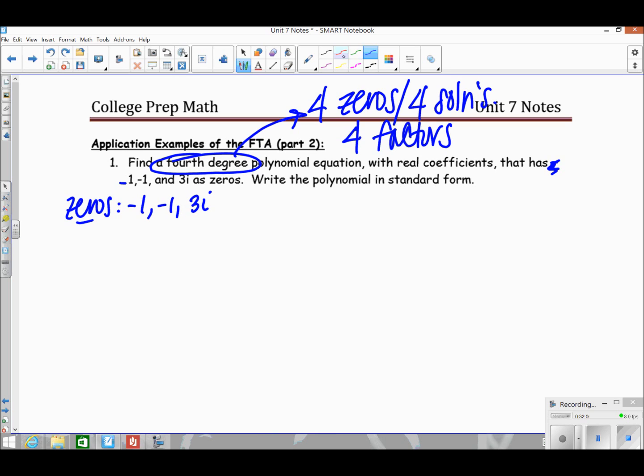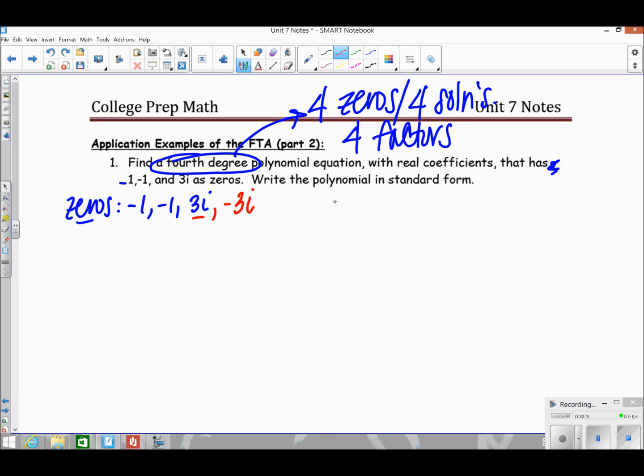But since we have one imaginary solution, that means its conjugate is in here. So if 3i is a zero, then that means -3i is also a zero. For the -1 and -1, those are just going to be the zeros. Those don't have any special pattern. It's just when it's a complex number that the conjugates have to be in there. So here are the zeros to my polynomial if it's a 4th degree.